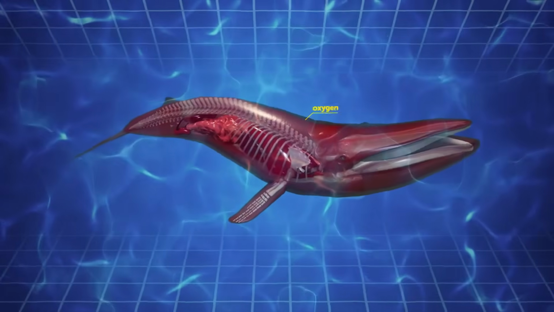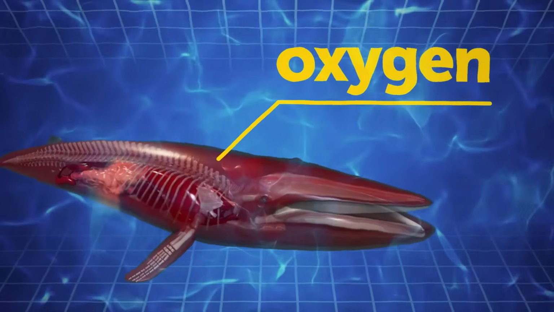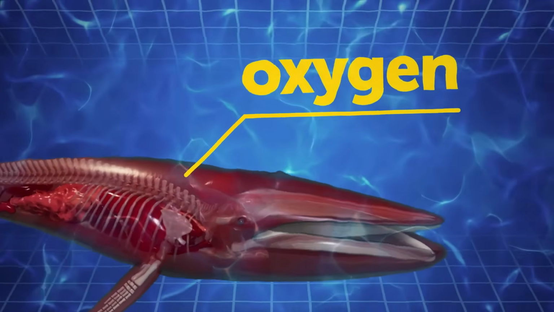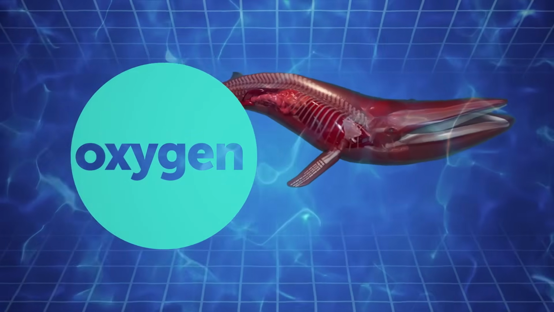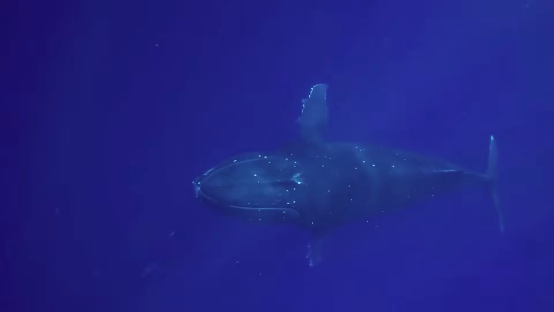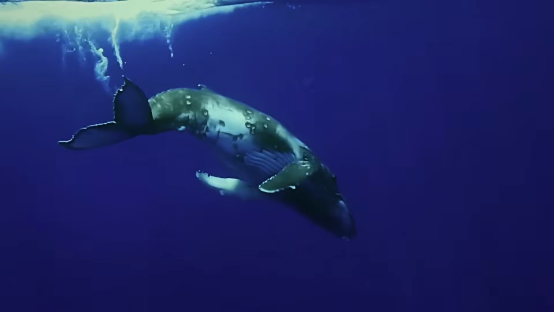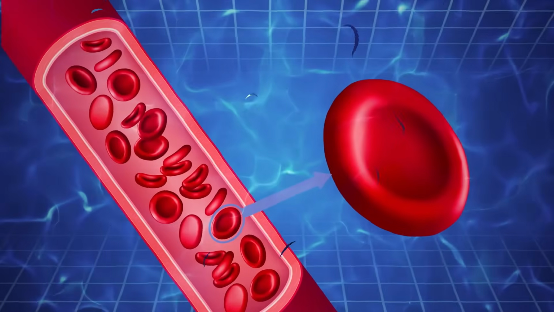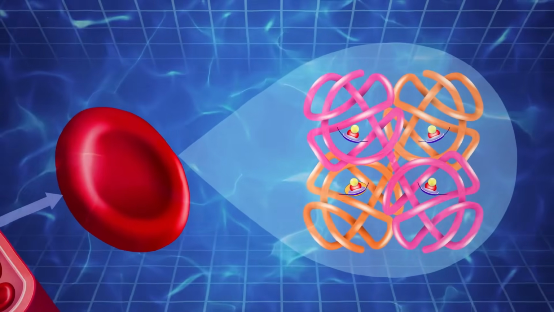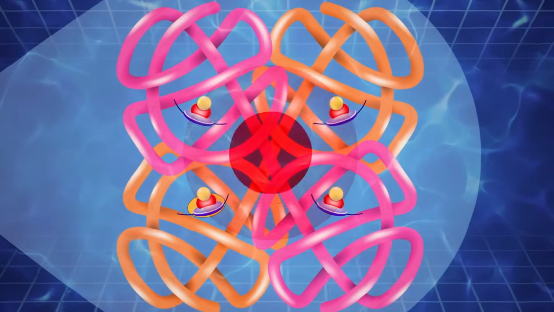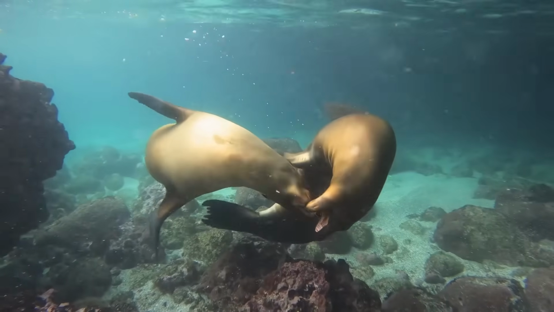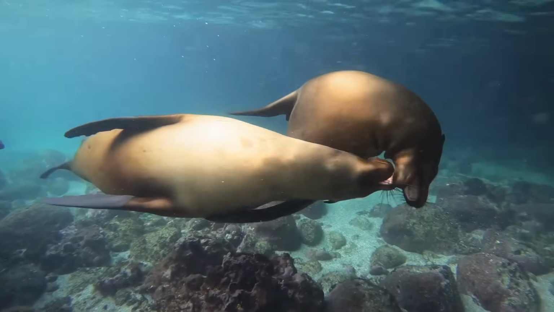Unlike us, these sea creatures have a ton of hemoglobin and myoglobin in their blood and muscles, allowing them to store way more oxygen. When their oxygen runs low, myoglobin steps up and releases even more. Plus, they can tolerate higher levels of CO2, so they don't feel the need to breathe as quickly. There's even a study that found their myoglobin molecules have a unique charge that keeps them from sticking together, which boosts oxygen storage. And on top of all that, they can slow down their heart rate and restrict blood flow to hang out underwater even longer.